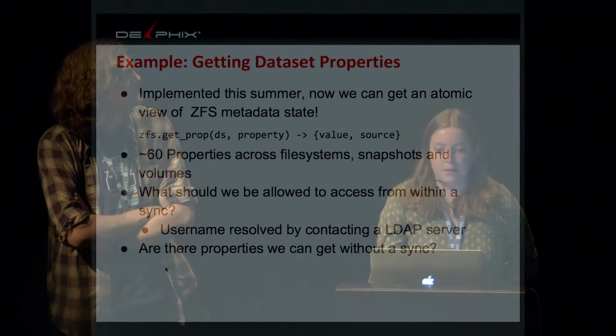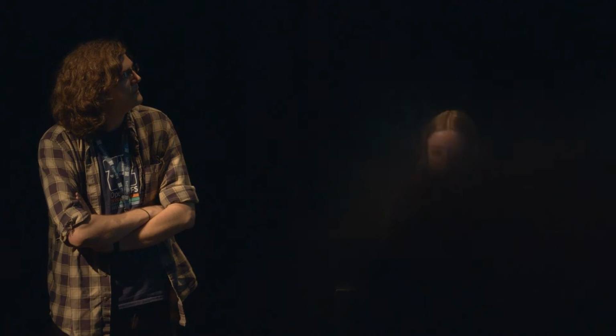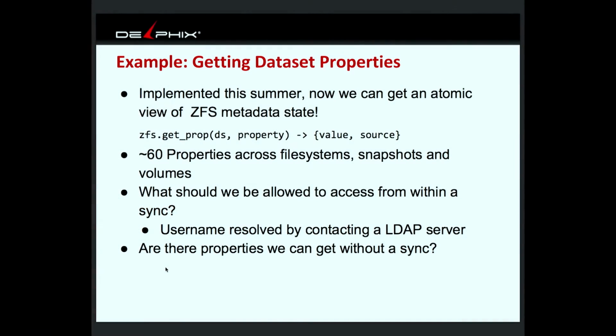So this is the example of getting dataset properties. File systems, volumes, snapshots, they all have some subset of about 60 different properties that have to do with creation time and available space and how many clones they have and what kind of compression features are turned on, basically anything you can think of.